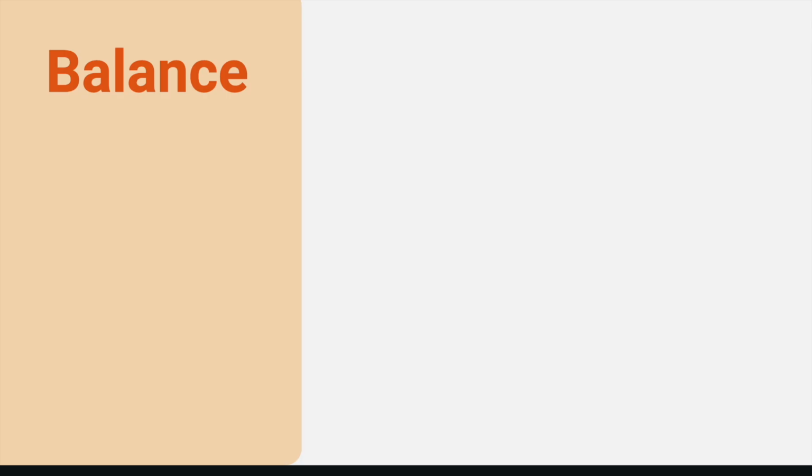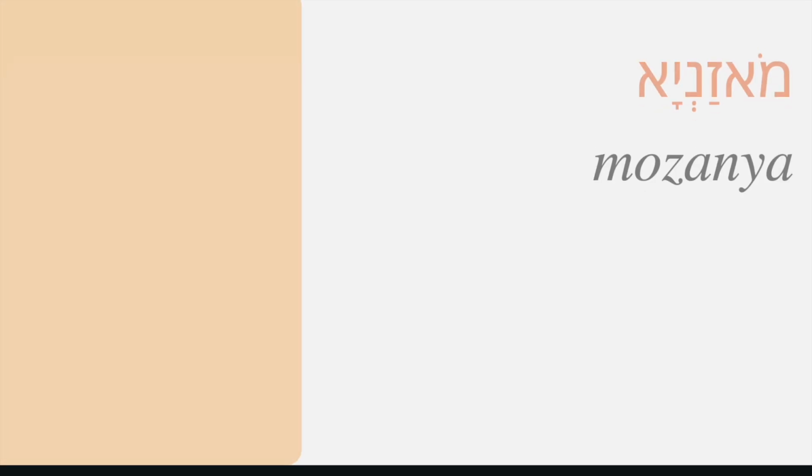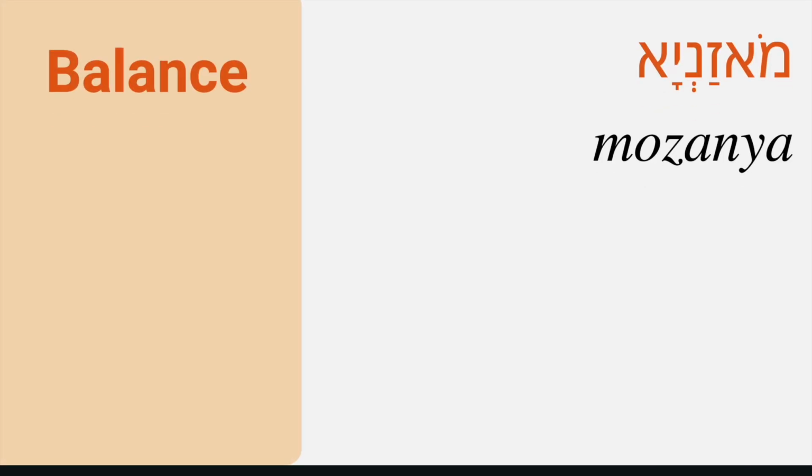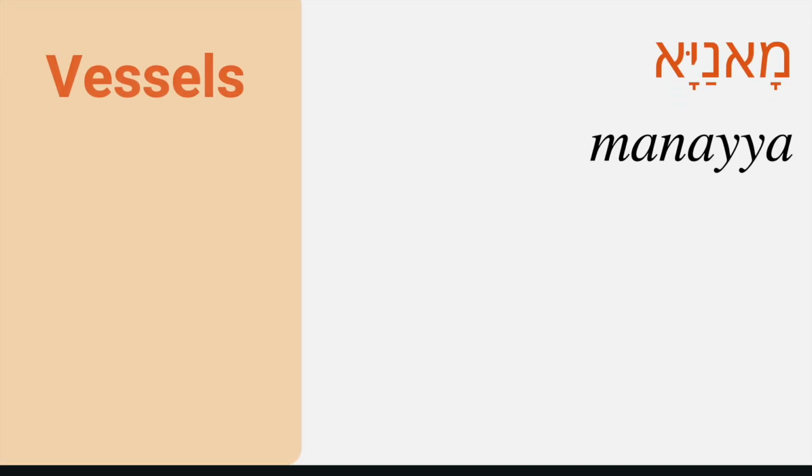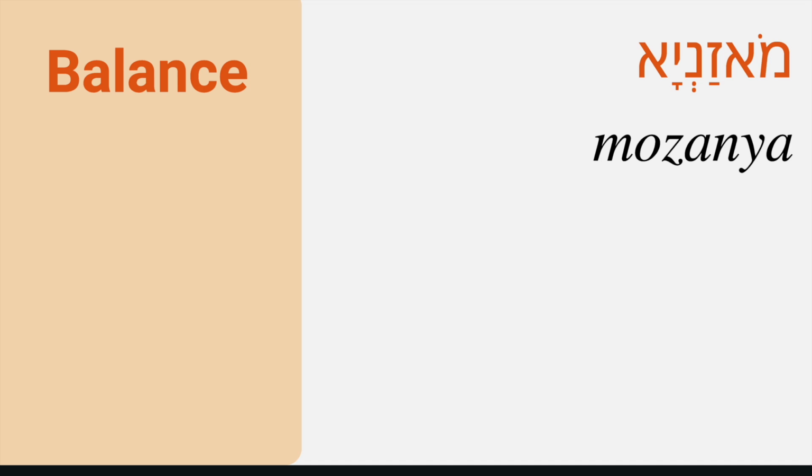The word for balance: mozanya. Vessels: manaya. And I should note that these previous two forms, balance, mozanya, which ends with aleph, and vessels, which ends with aleph here, are both in a determined form.